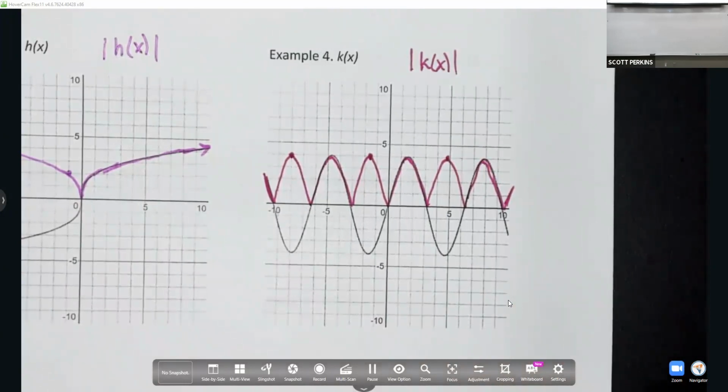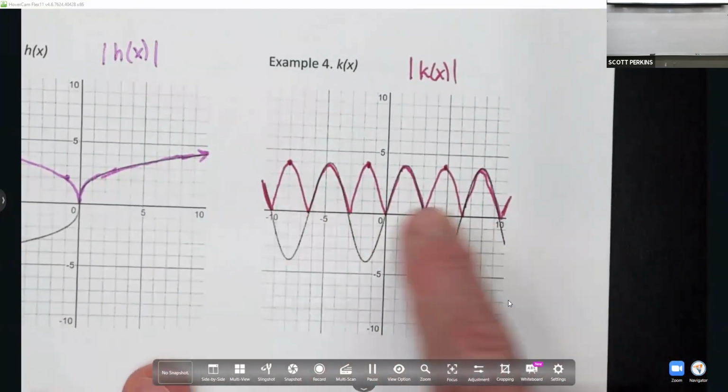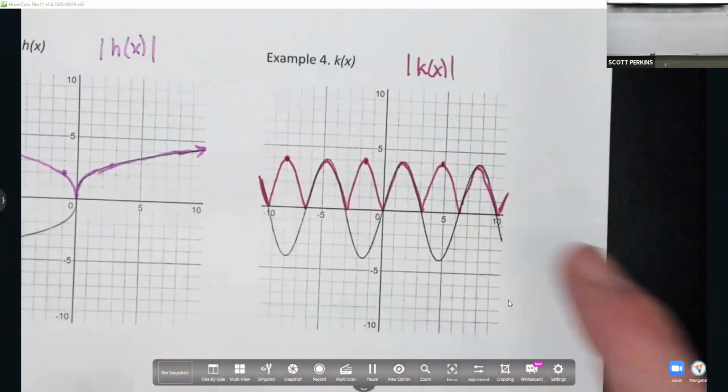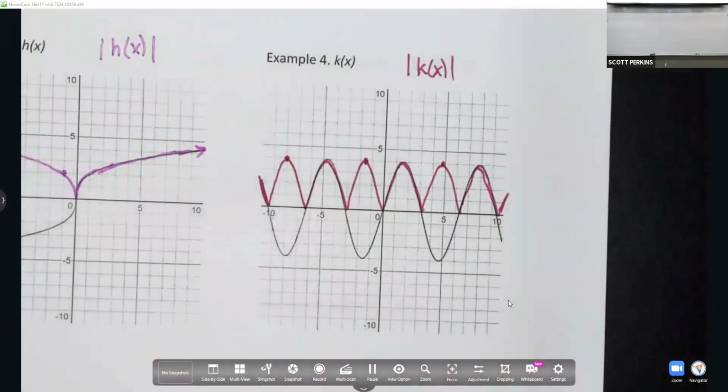Of the negative stuff, yes. And then the positive stuff stays positive. So notice this red graph is not the mirror image of the original graph. I didn't take all the positive stuff and flip it down to give the mirror image. I just made all the negative stuff the mirror image. Flip back to the first page.